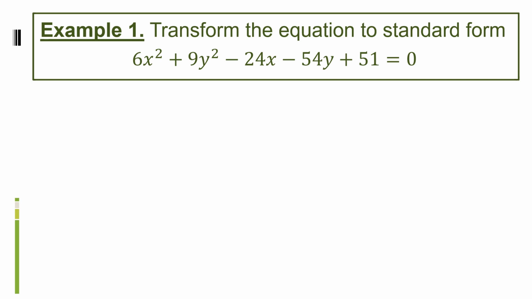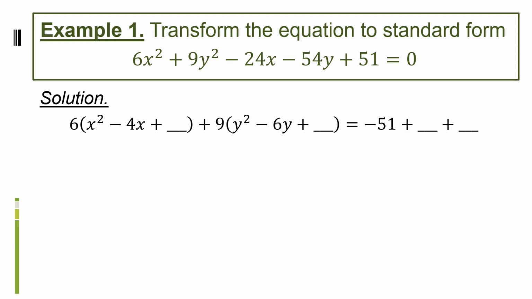So let's transform the equation to standard form of 6x squared plus 9y squared minus 24x minus 54y plus 51 equals 0. So we do this by completing the square. So we have 6 times the quantity x squared minus 4x plus blank plus 9 times the quantity y squared minus 6y plus blank equals, ilipat natin yung 51, so we have negative 51 plus blank plus blank.